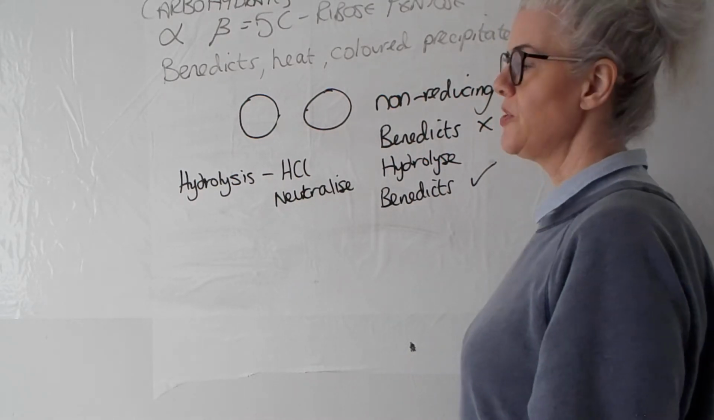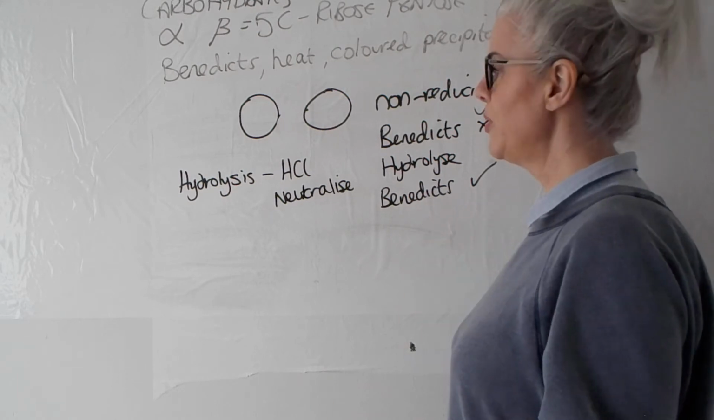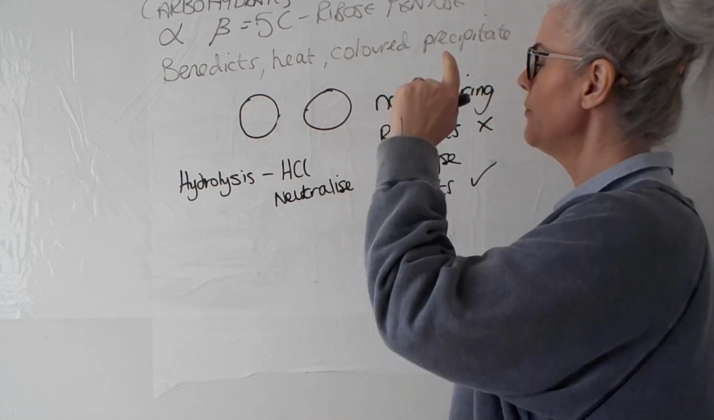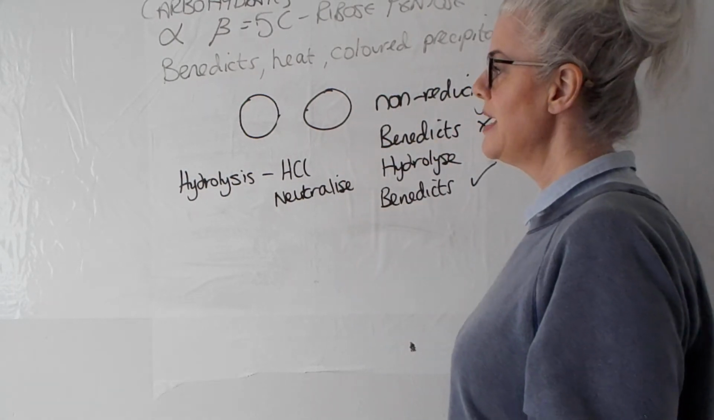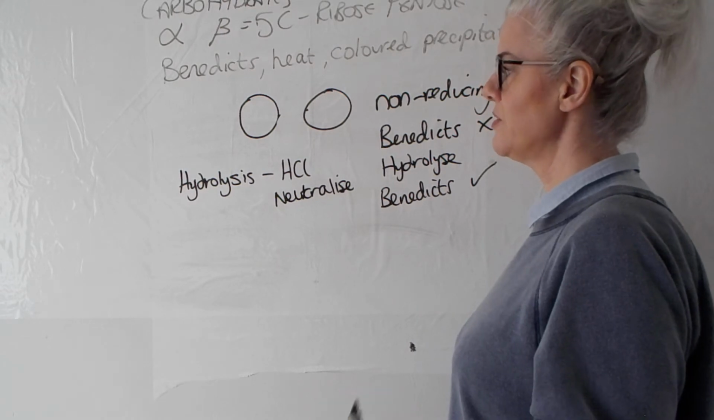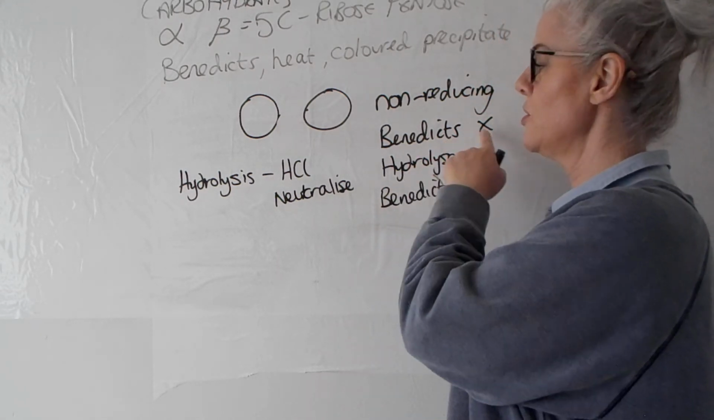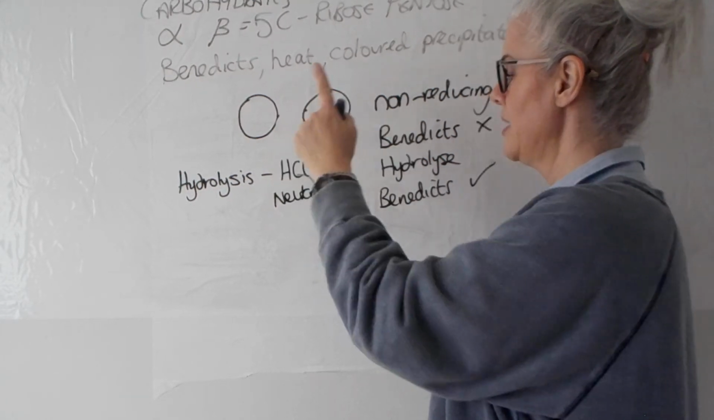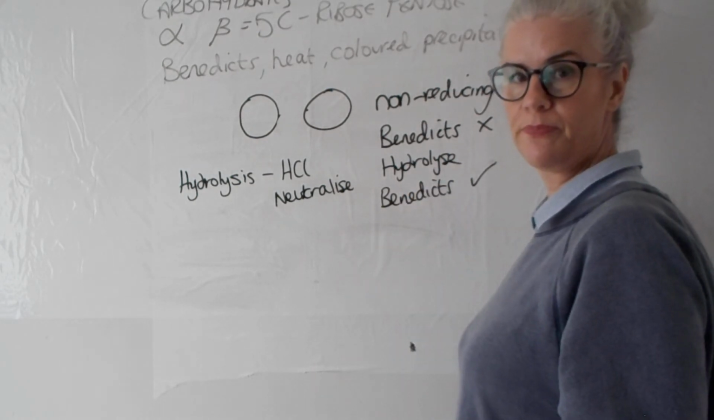Okay? So you've got alpha glucose, beta glucose, ribose. They are all reducing sugars. So if you add Benedict and heat it, you'll get a coloured precipitate. If you have a disaccharide such as sucrose, it's a non-reducing sugar. So if you do Benedict, you won't get a positive result. But if you hydrolyse it to break the bond, redo Benedict, you will get a positive result. Okay?